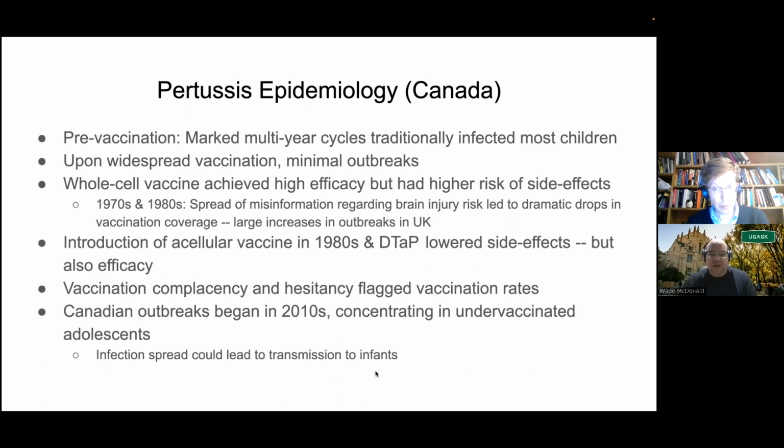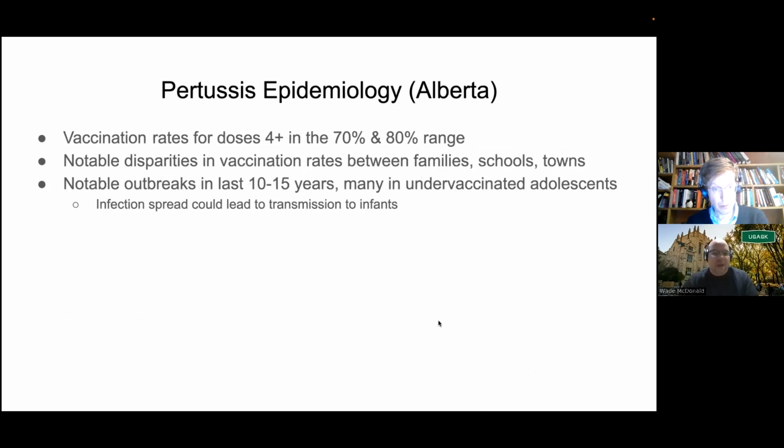Infection spread could lead to transmission to infants, which is the primary risk group. In Alberta, which was the focus of our study, vaccination rates for doses 4+ are in the 70 to 80% range, but there's notable disparities in vaccination rates between families, schools, and communities. Notable outbreaks have occurred in the last 10 to 15 years, many in under-vaccinated adolescents who are clustered in vaccine hesitant or vaccine refusing communities.